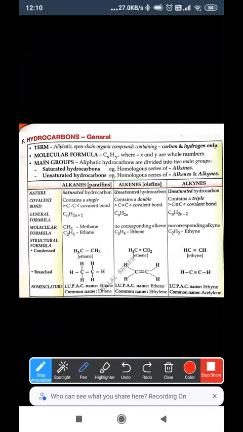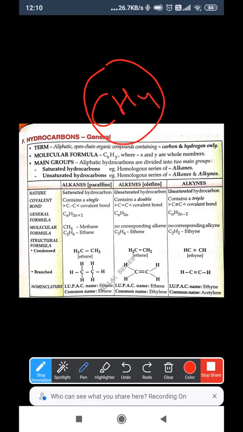Hydrocarbon. The name itself suggests what is the meaning of the compound hydrocarbon. If I talk about CH4, this is a hydrocarbon. So if I have to define it, what will I do? How will I define it?